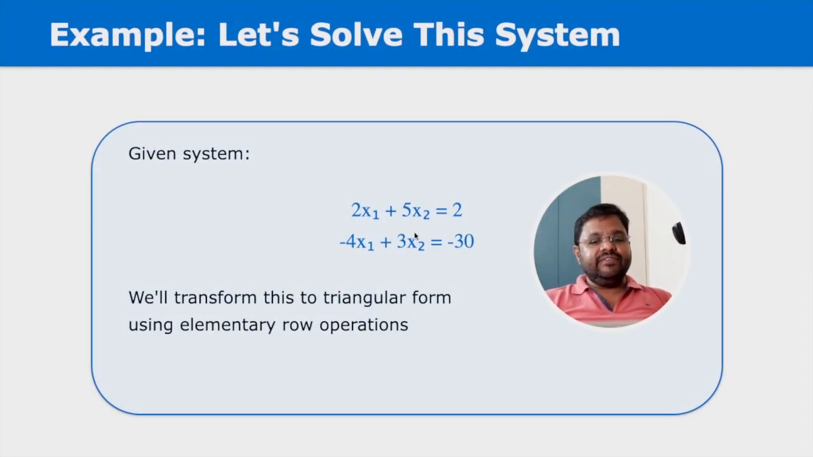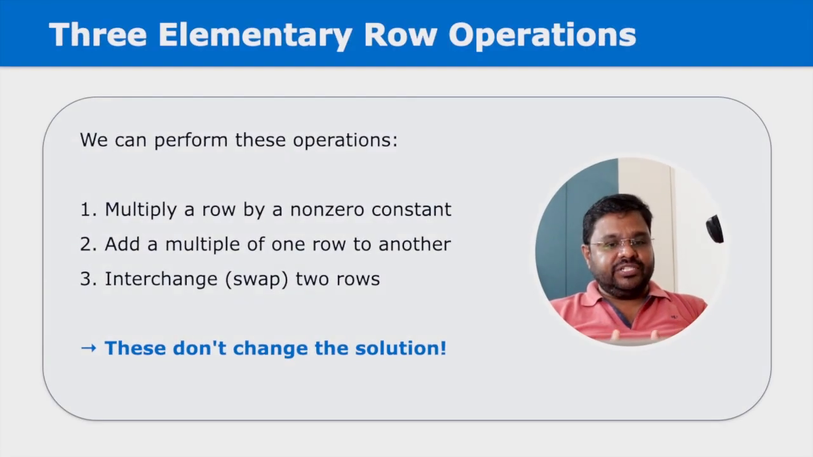So the given system was 2x1 plus 5x2 is equal to 2 and minus 4x1 plus 3x2 is equal to minus 30. Now we will transform this to a triangular form using elementary row operations, meaning systematic changes. So which are those elementary row operations?